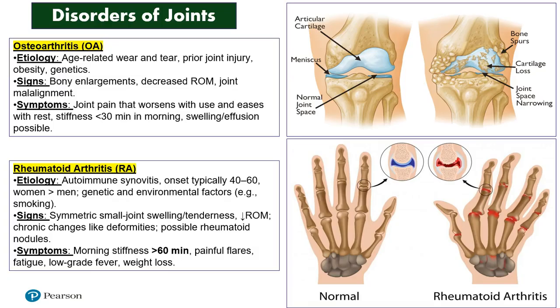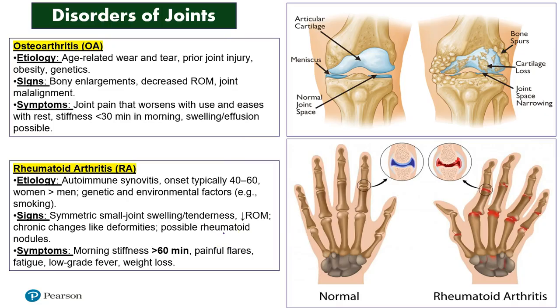Okay, well, osteoarthritis, osteo means bone, is coming from wear and tear, usually age-related. Rheumatoid arthritis is autoimmune and synovitis. So synovitis means inflammation of the synovial membrane. So it's an autoimmune issue that's causing inflammation of the synovial membrane. This usually happens a lot with women, typically between 40 and 60. It's going to happen more in women than men.